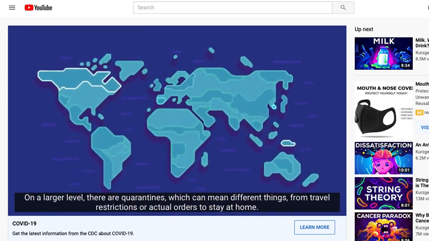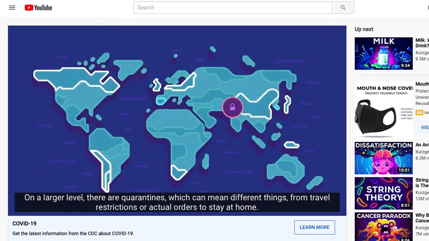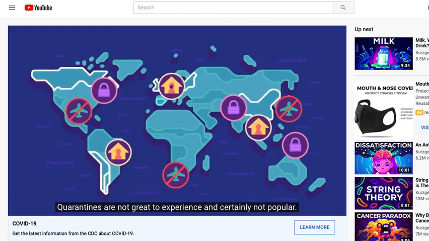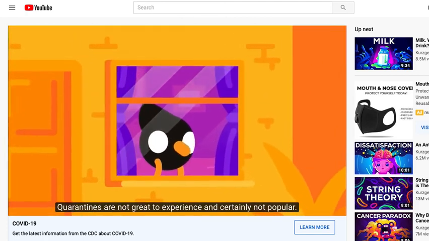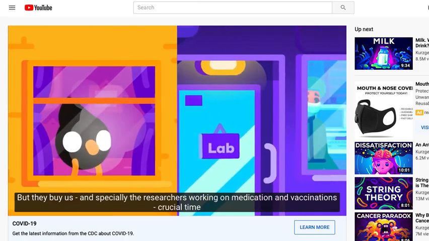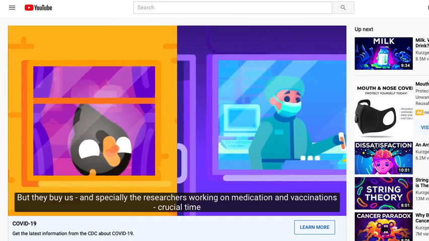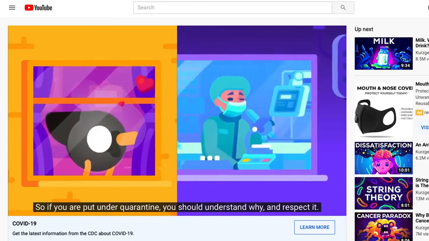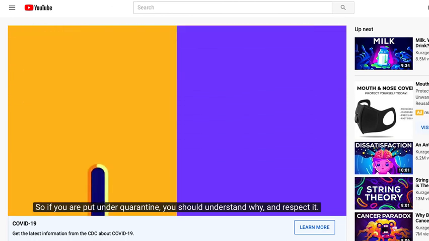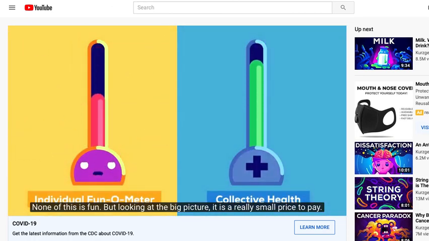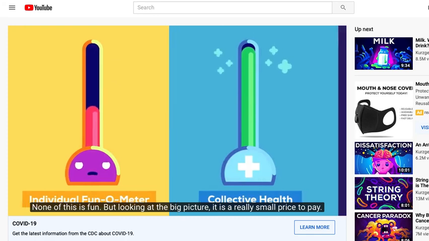On a larger level, there are quarantines, which can mean different things, from travel restrictions or actual orders to stay at home. Quarantines are not great to experience and certainly not popular, but they buy us, and especially the researchers working on medication and vaccination, crucial time. So if you are put under quarantine, you should understand why and respect it. None of this is fun, but looking at the big picture, it is a really small price to pay.